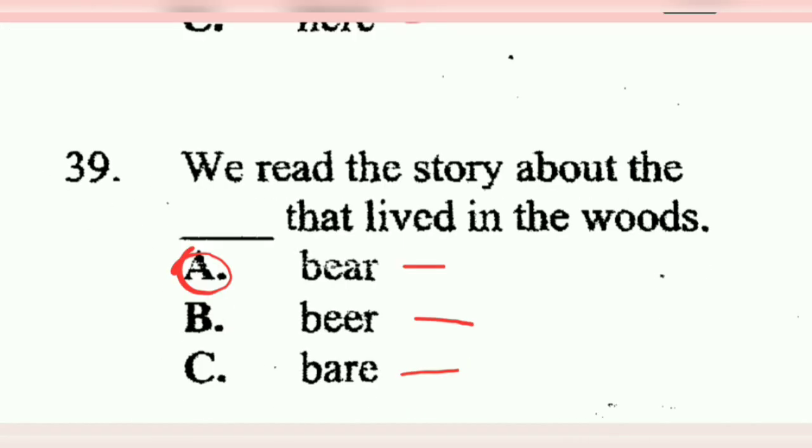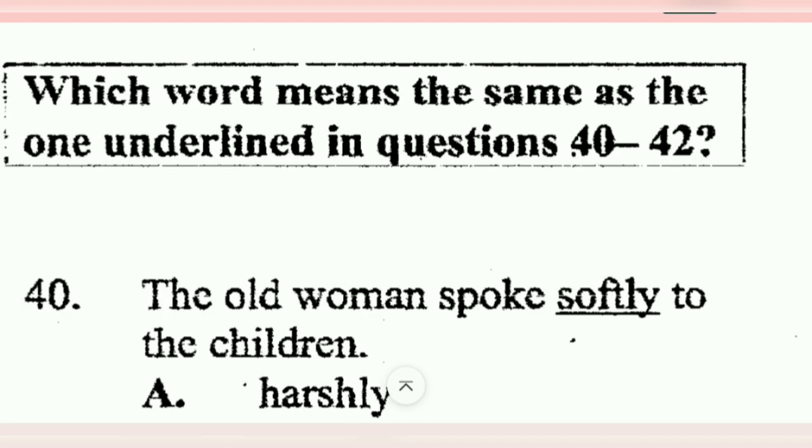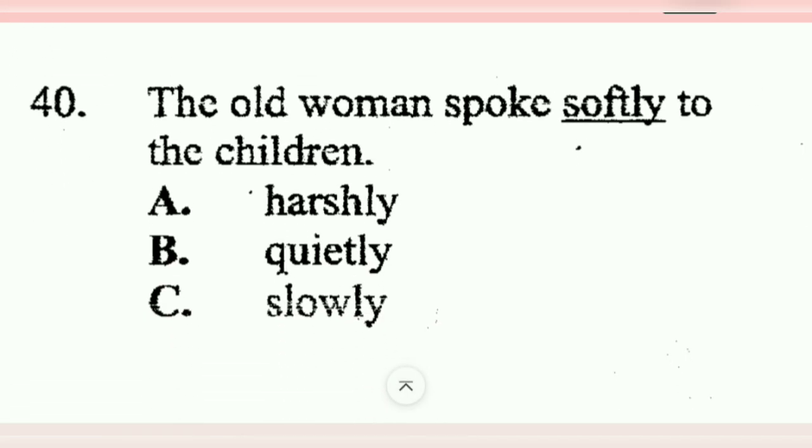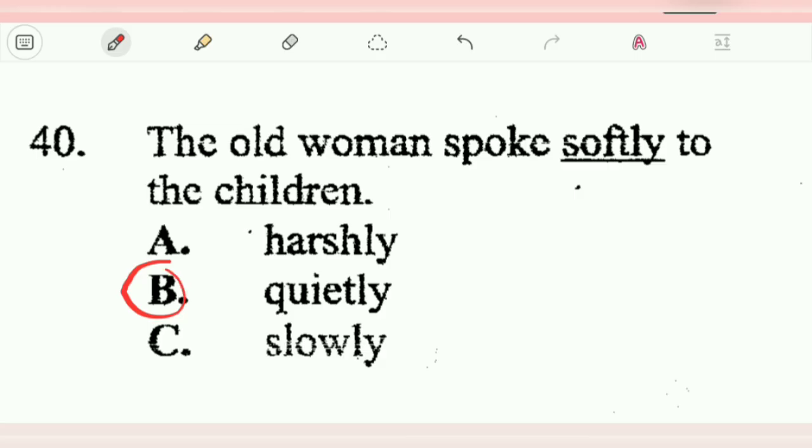All right, moving on. Which word means the same as the underlined in questions 40 to 42? The old man spoke softly to the children. So same as softly would be quietly. It doesn't have to be slow to be soft. It can be going slow and not soft, but if it's softly, it's going to be quietly.